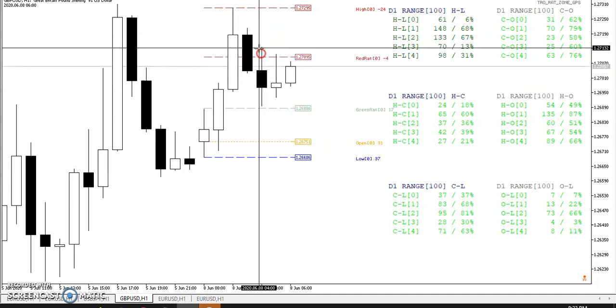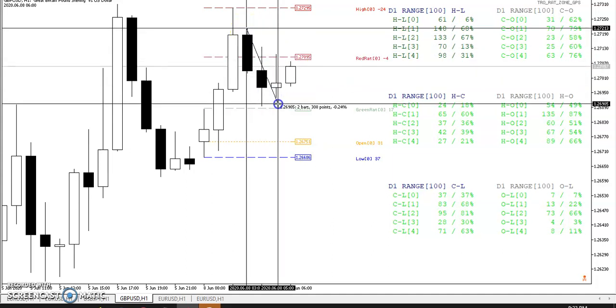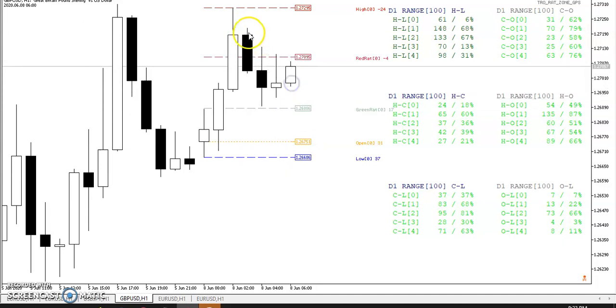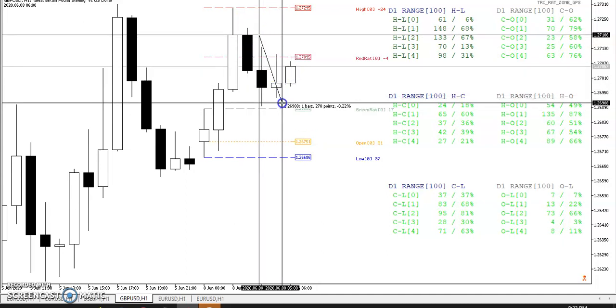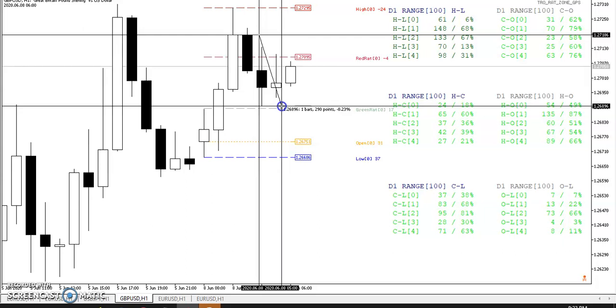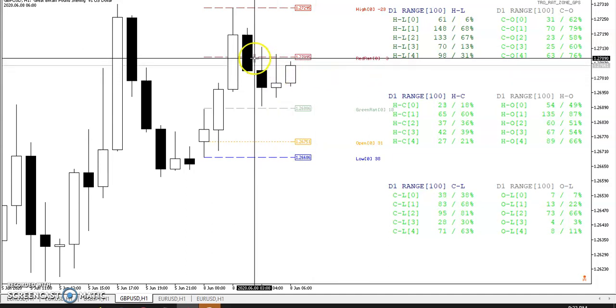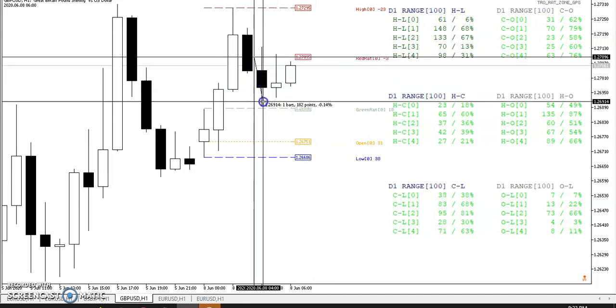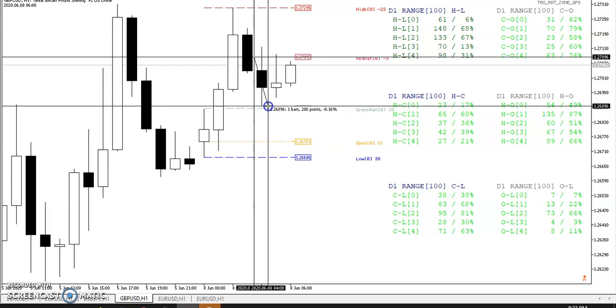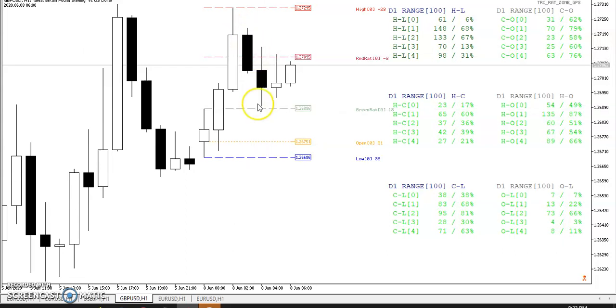Let's see. We could have probably made, let's just take it from here to here. That's like about 28, 29 pips. If you took it just from the edge of the zone, that was 20 pips. So right there, red rats had a chance.